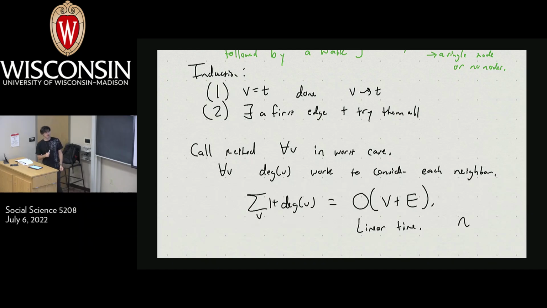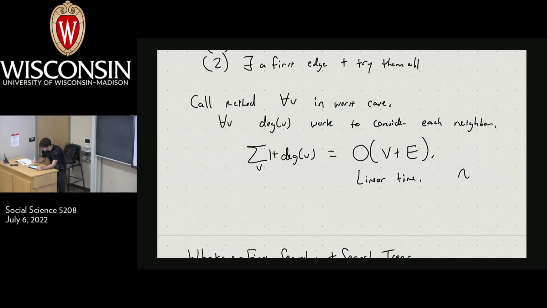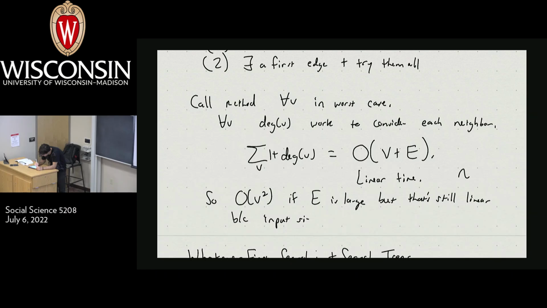But we don't really care if E is big or not. We just care that E is the input size. It's linear in the input size, even though it could be quadratic in the vertex size. So this could be O of V squared if E is large, but that's still linear, because the input size is V plus E, which is O of V squared.